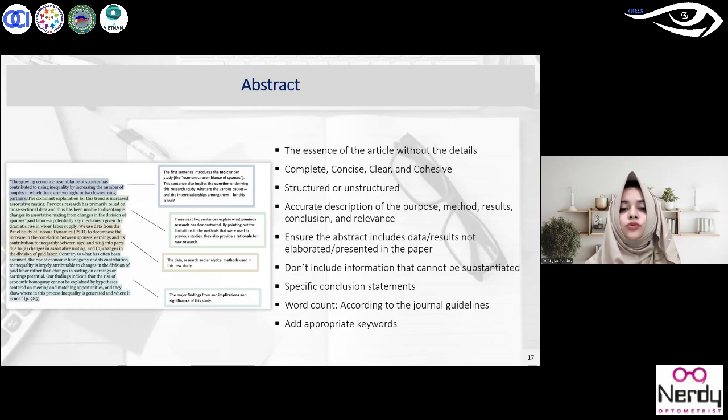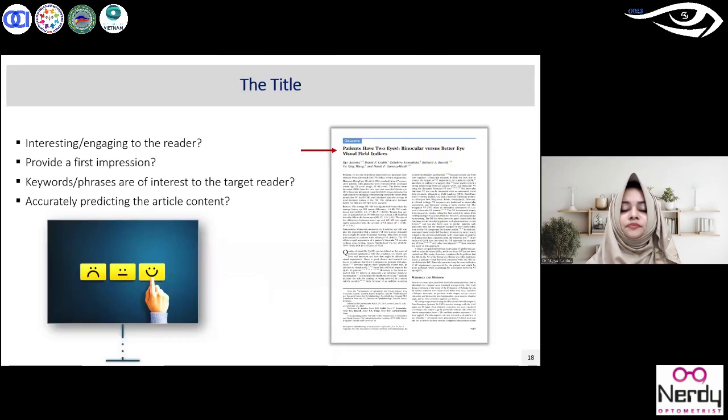Does it tell the whole story about your study in a nutshell? If the answer is yes, then you are good to go. But if it is no, then the abstract likely needs to be revised. And along with the abstract, we have to come up with a couple of relevant keywords.